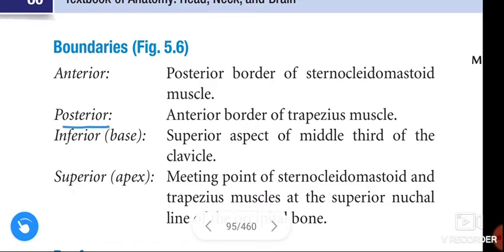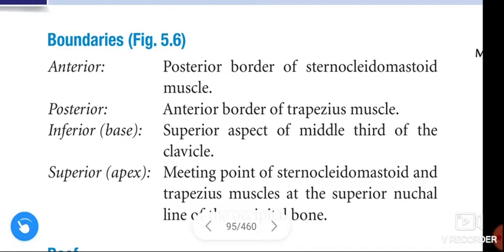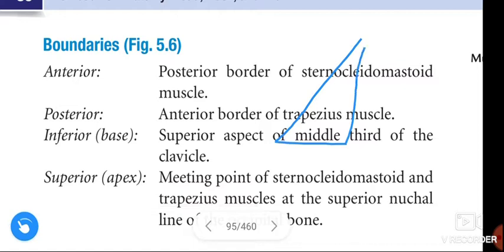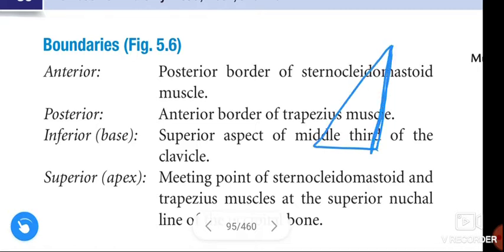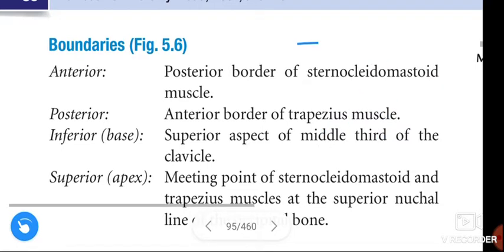Next, the posterior border of the posterior triangle is the anterior border of the trapezius muscle. That means if you think this is the trapezius muscle, this is the anterior border and this is the posterior border. This anterior border of the trapezius muscle forms the posterior border for the posterior triangle.